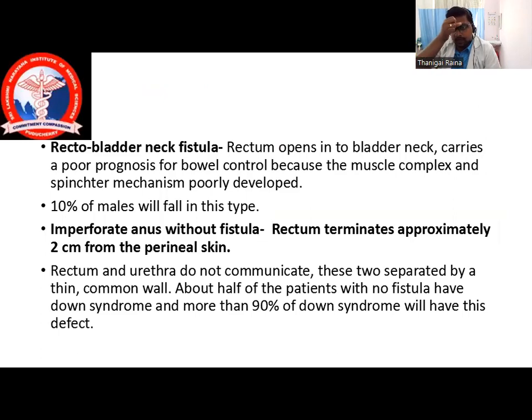Rectobladder neck fistula: the rectum opens into the bladder neck and carries a poor prognosis for bowel control, because the muscle complex, the sacrum and the anal dimple are poorly developed. This constitutes 10% of male babies. And imperforate anus without fistula: the rectum terminates approximately 2 centimeters from the perineal skin. The rectum and urethra do not communicate, and these two are separated by a thin common wall. About half of the patients with no fistula have Down syndrome, and more than 90% of Down syndrome patients will have this defect. That's what I'm trying to convey to you.